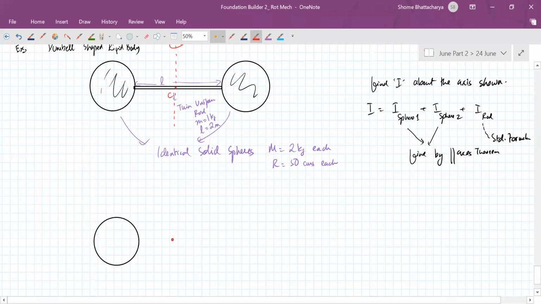this center point where the axis is there. Now this, remember, is not the center of mass of the sphere itself. The center of mass of the sphere is this one. So this perpendicular distance d will become how much? It will become capital R plus L by 2.